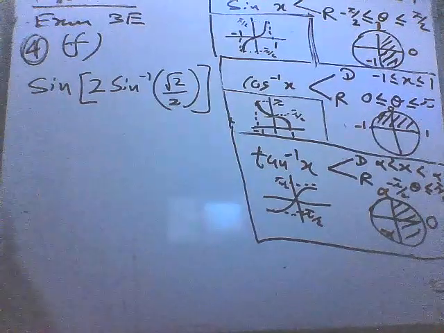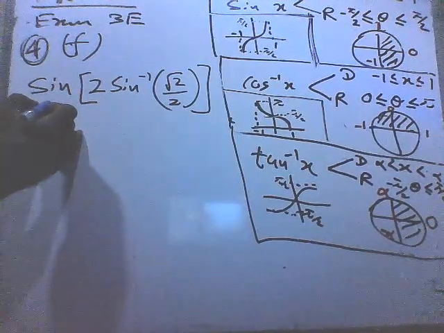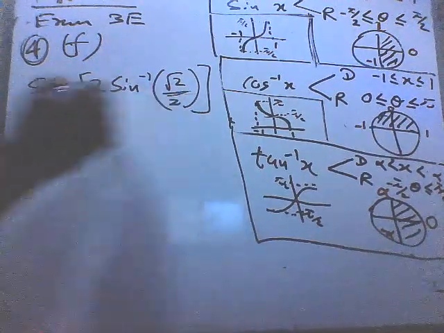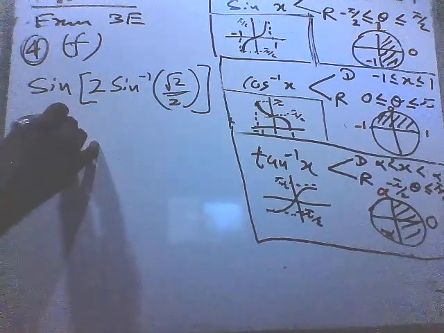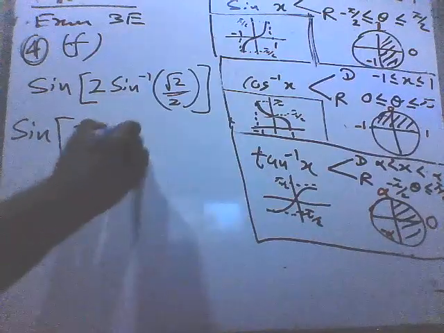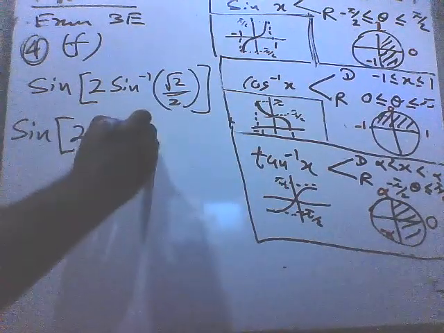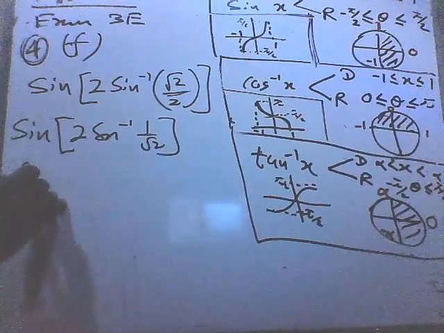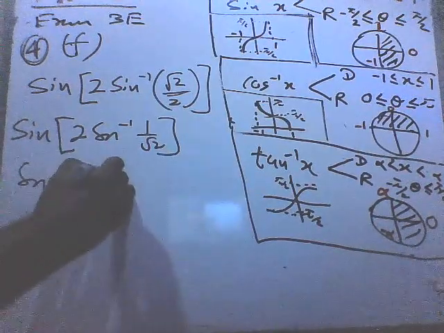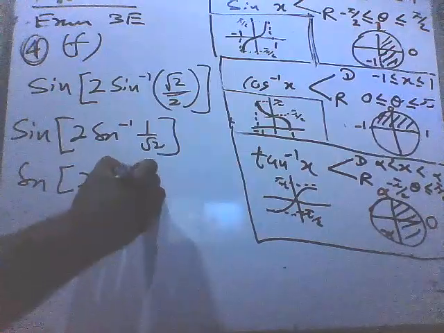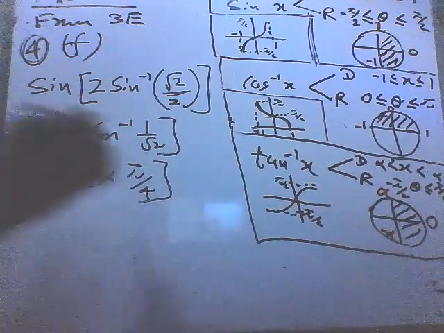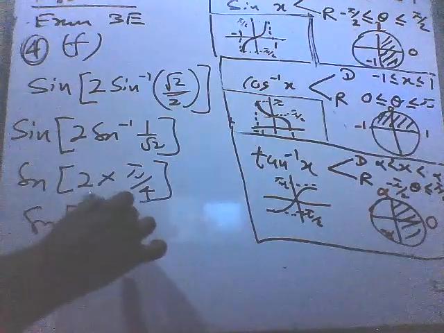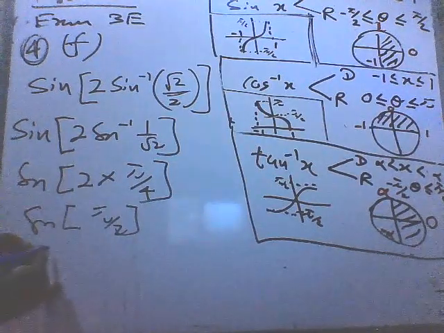Now in question 4 part F, we have sine of 2 sine inverse root 2 over 2. So what we can do is sine of 2 sine inverse 1 over root 2, right? And then sine inverse 1 over root 2 is pi over 4, so 2 into this one is pi over 2. So sine pi over 2 is 1.